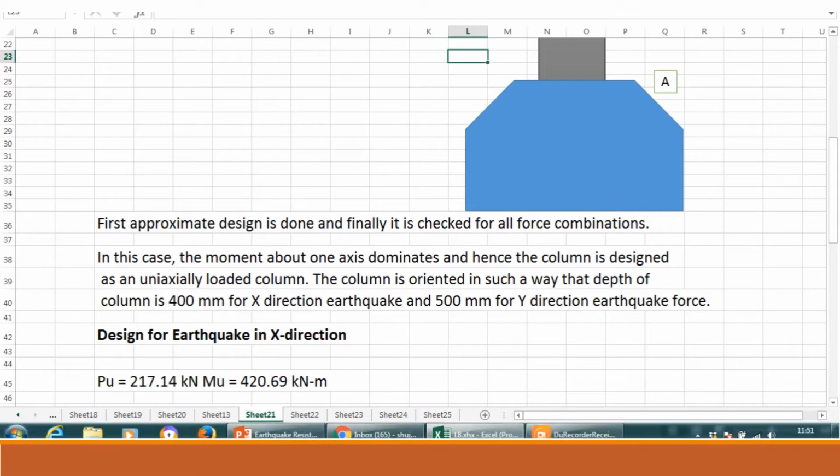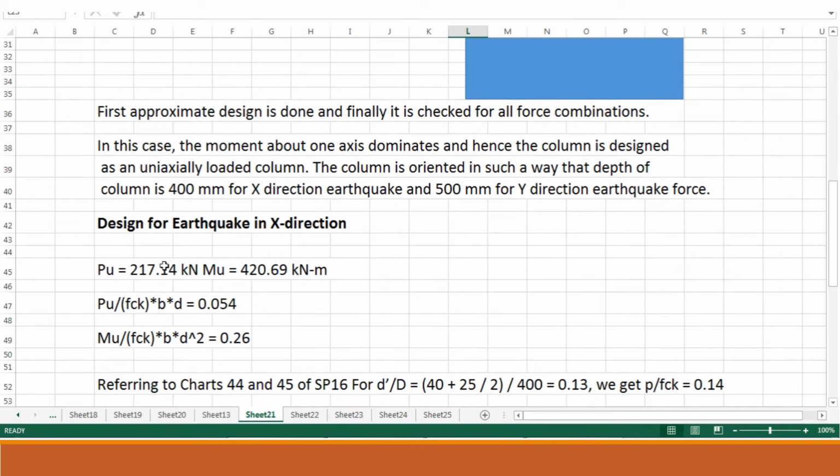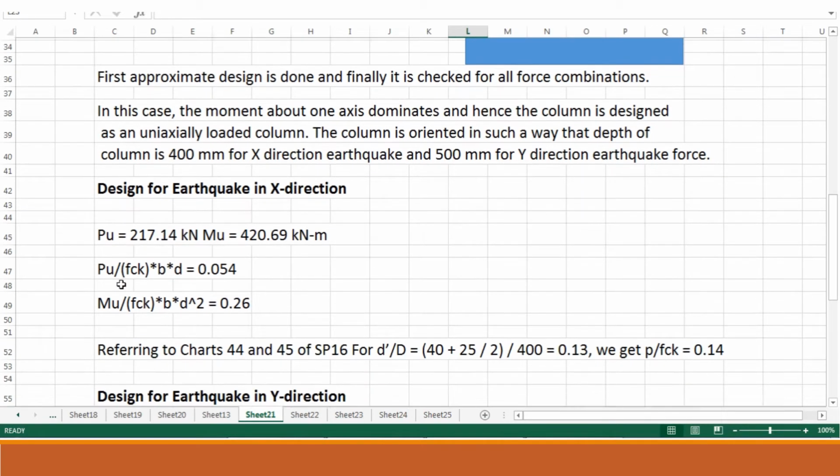the moment about one axis dominates, and hence the column is designed as a uniaxially loaded column. The column is oriented in such a way that the depth of the column is 400 mm for X direction earthquake and 500 mm for Y direction earthquake. Now for design for earthquake in X direction, first we need to calculate the forces.